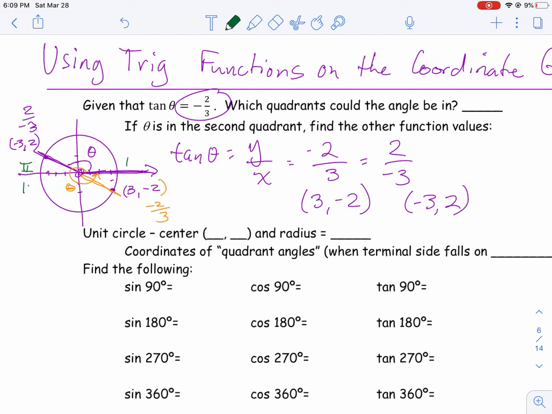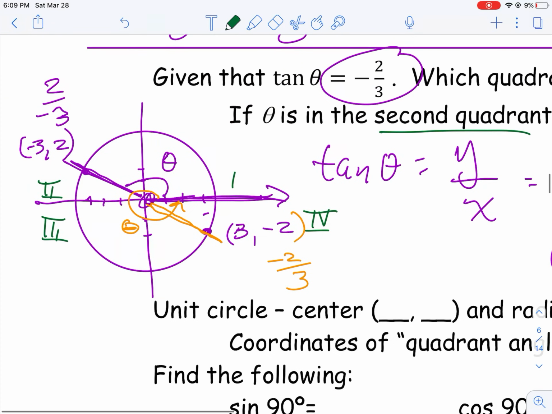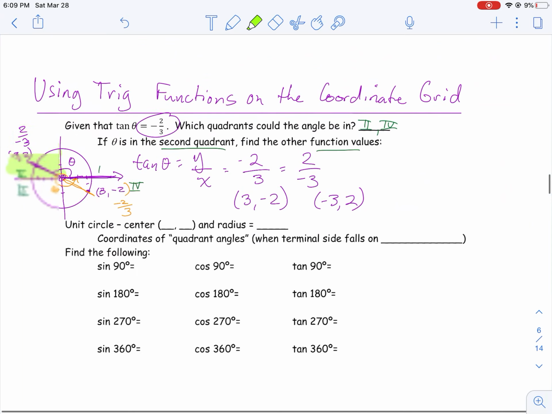If you remember in the previous video, we talked about quadrants 1, 2, 3, and 4. And so it could be quadrant 2 and quadrant 4. There is a second question here. If theta is in the second quadrant, find the other function values. So it's saying, let's focus in on the second quadrant here. So we're going to look at this. We need to find the other function values.